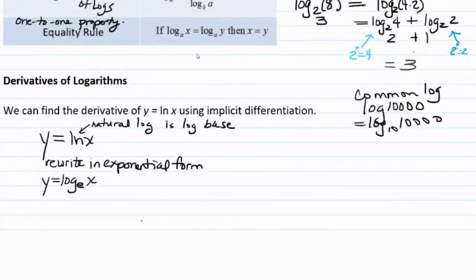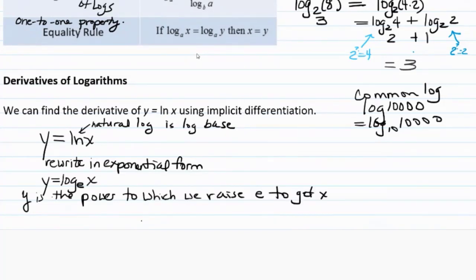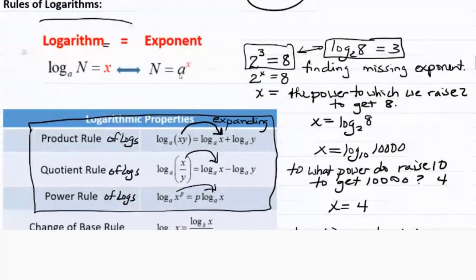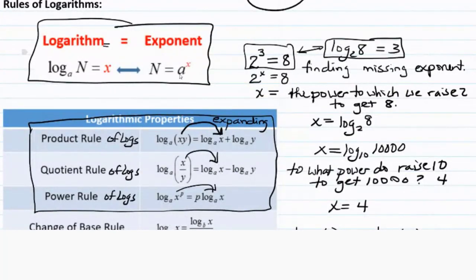All right, so I'm first going to rewrite it so I can see the base. Now let's convert this to exponential form. What is this saying? This is saying that y is the power to which we raise e to get x. Y is the missing power. So we're going to rewrite this as x equals e to the y power, right? Y, the power to which we raise the number e to get x. All right, so this, by the way, is going back and forth between logarithmic notation and exponential notation.